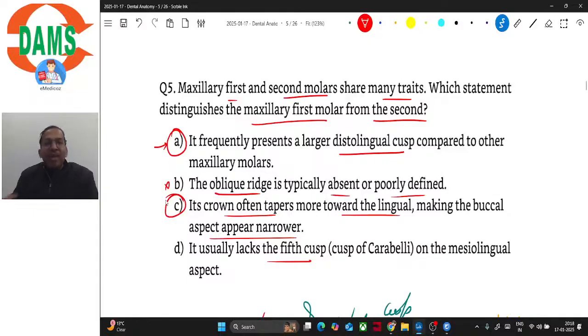Why does it taper toward, or why does it diverge towards the lingual side? Because of the mesiolingual cusp. So mesiolingual cusp may not be well developed in all the teeth. It may not have cusp of Carabelli in the teeth. So it may be correct, but it is not always correct, right? This trait is not seen in 100% of the cases. Whereas option A, this trait is seen in 100% of the cases, right? So both these statements are correct. Which is better? Option A is better, right?